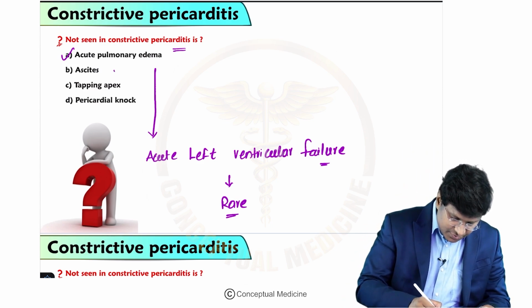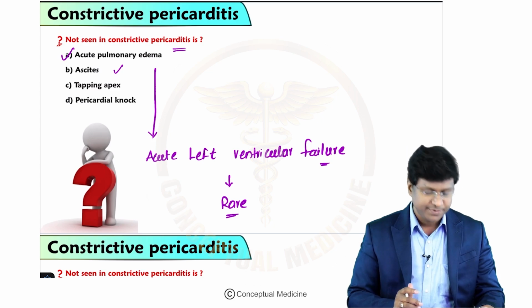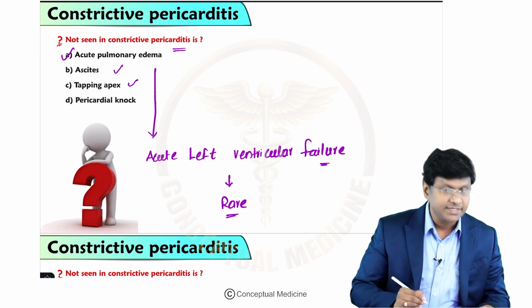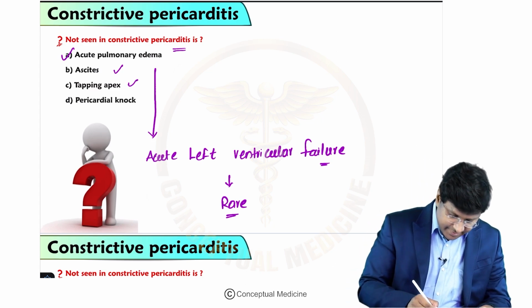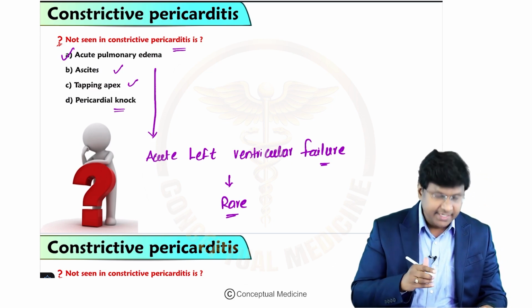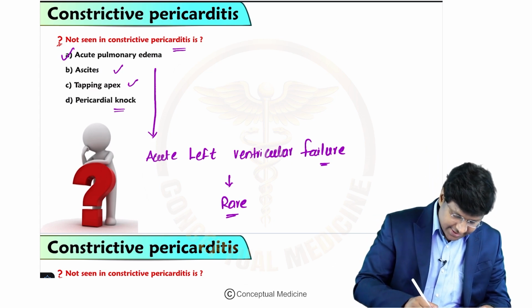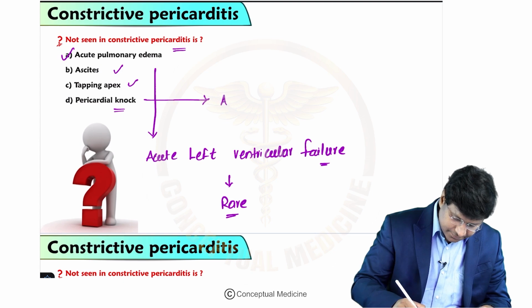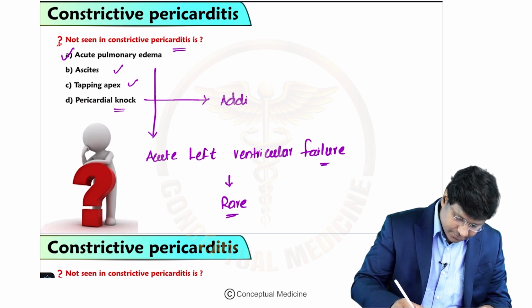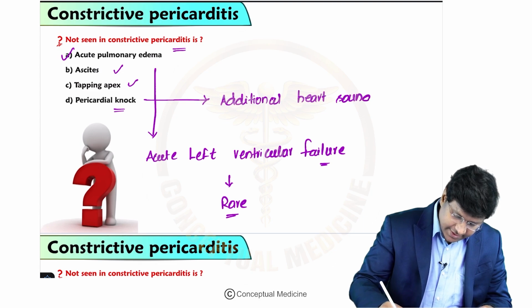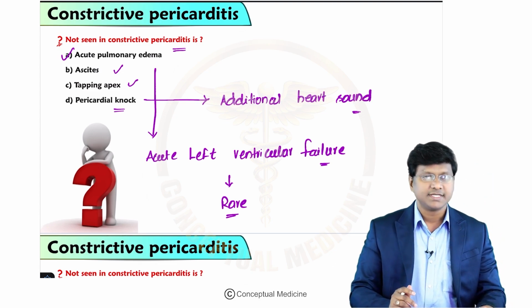Now ascites will be there. I have discussed about the ascites precox. Tapping apex, that is called the Broadbent sign. And coming to the pericardial knock, it is an additional heart sound that is heard in patients with constrictive pericarditis.